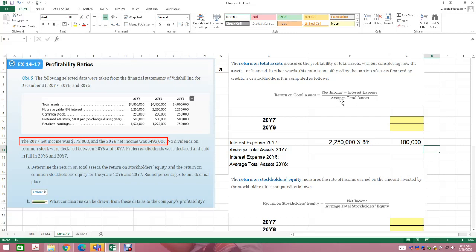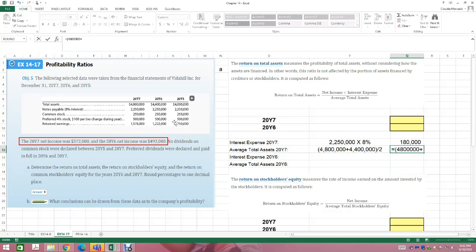Now, they're also asking you to divide over your average total assets. You are given your total assets, but you're not given the average, so you have to calculate your average total assets. Let's do that for 20Y7. You're going to get the current year's total assets, which is $4,800,000, add the prior year's total assets, which is $4,400,000, and then divide by 2. That gives us $4,600,000. So these are my calculations for the year 20Y7.